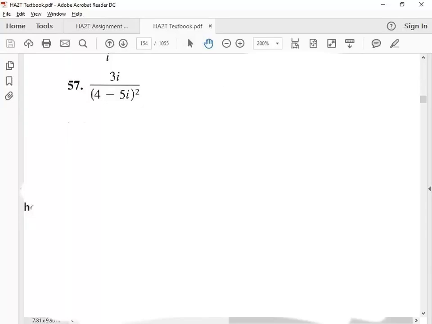Standard form is a plus bi. Yes, the a or the b can be negative. We try not to make it negative, but anyways, it doesn't matter for what we're doing here. All we gotta do is write this in that form. Now, in order to write this in that form, we can't have an i on the denominator because you just can't divide with this.